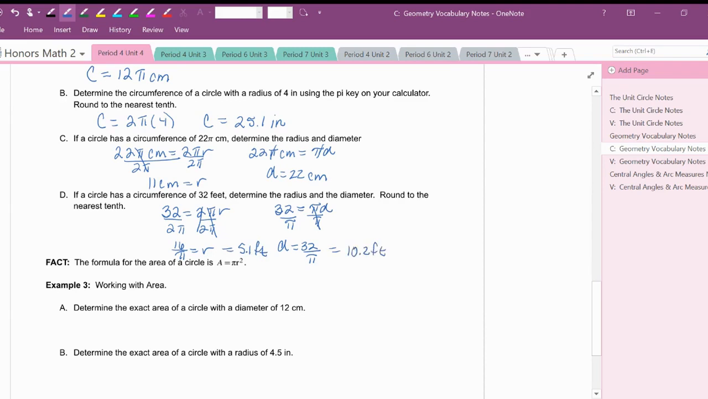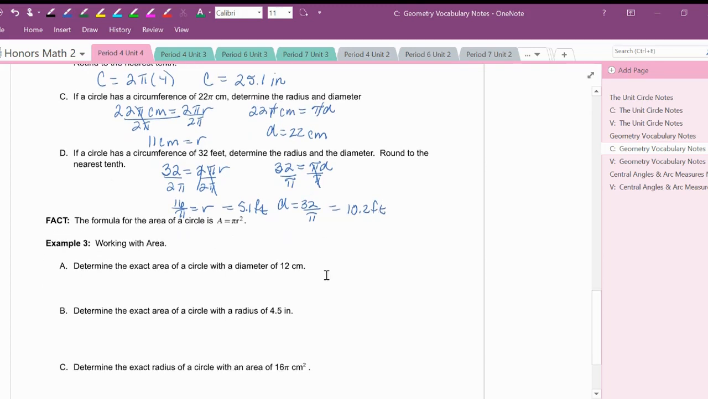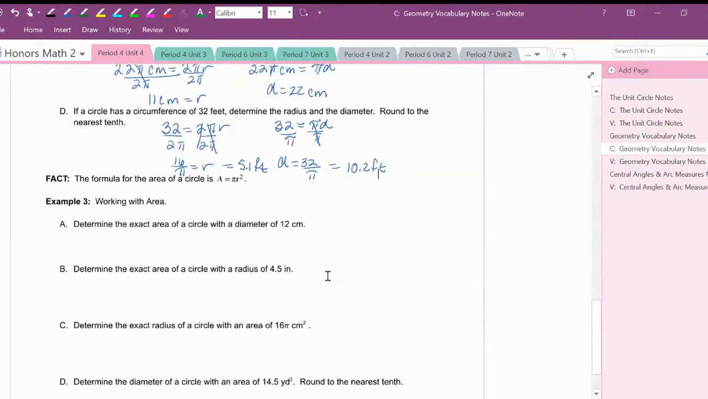Okay. Another fact about circles, the formula for the area of a circle is pi r squared. So we're going to do a couple of these. We want to determine the exact area of a circle with a diameter of 12 centimeters. Well, 2 radii make a diameter, so 2 r's would be 12 centimeters. The radius here is 6 centimeters, so my area is pi r squared. So I have 36 pi centimeters squared. Don't forget the units and that the units are squared.